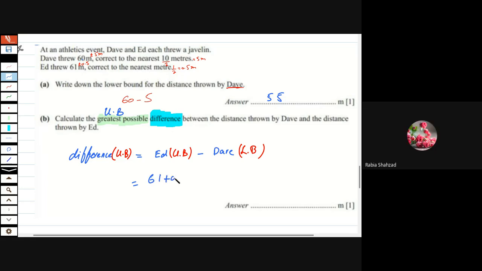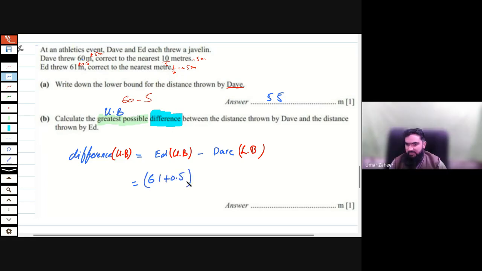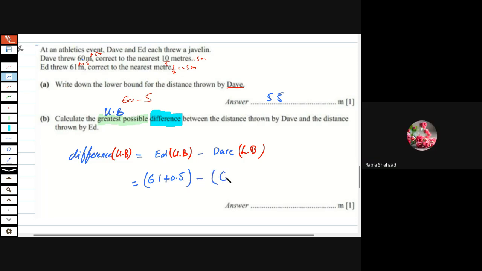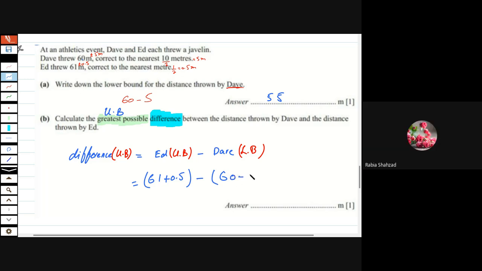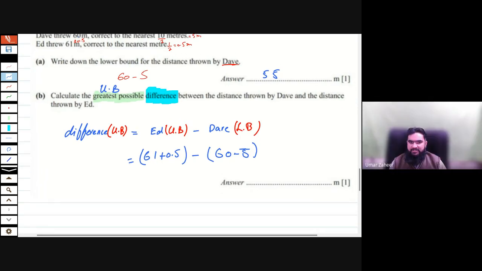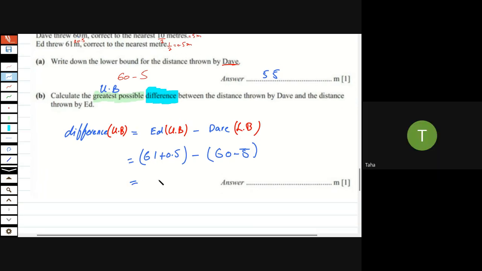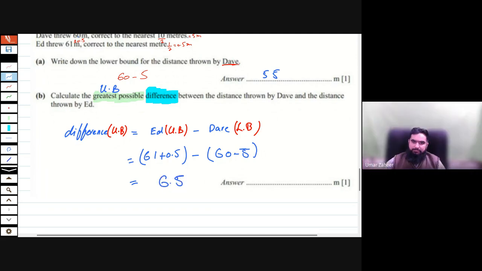Ed's upper bound is 61 plus 0.5, which is 61.5, minus 55, which we've already found for Dave. 61.5 minus 55, the final answer is 6.5. Yes, sir, 6.5 meters.